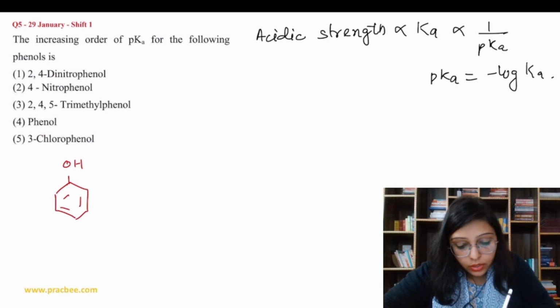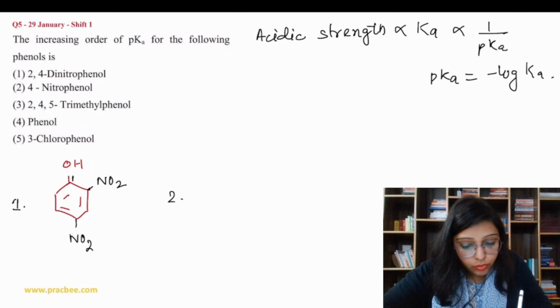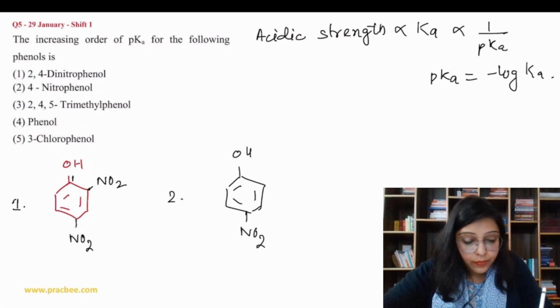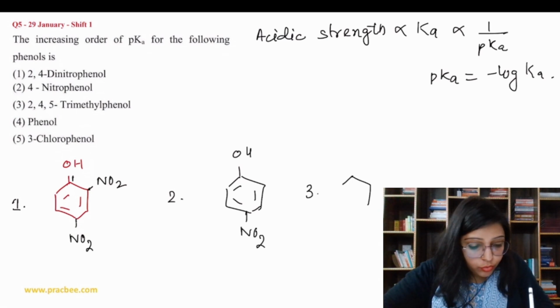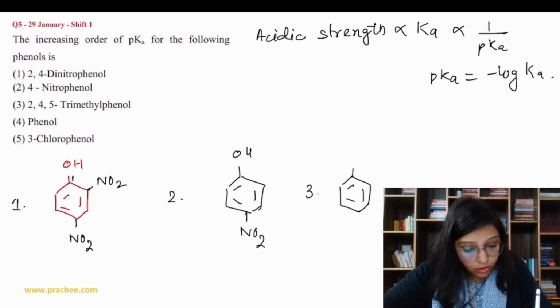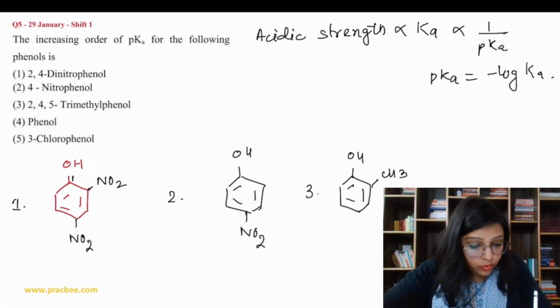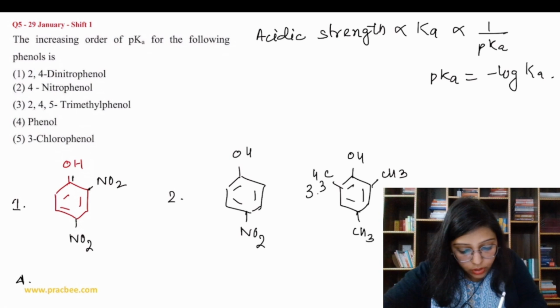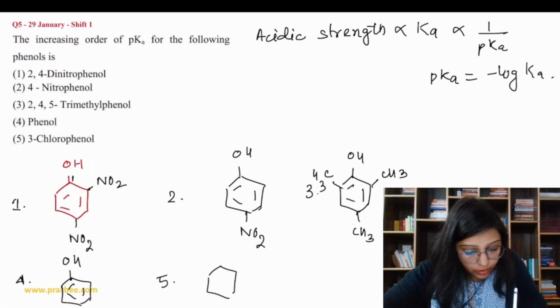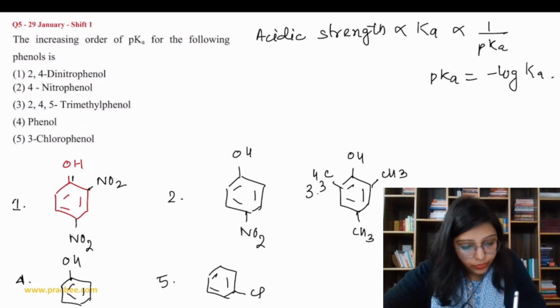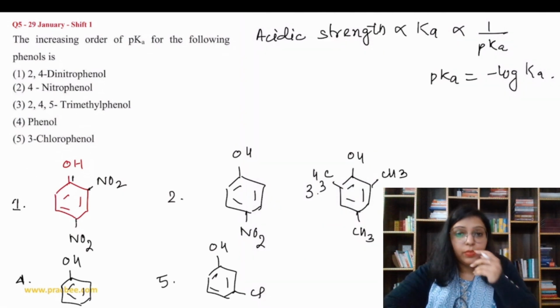So first is 2,4-dinitrophenol. 2,4 means these are the positions. This is the first one. Second, 4-nitrophenol. Third, 2,4,5-trimethylphenol. Fourth is phenol. And fifth is 3-chlorophenol. So the NO2 group is an electron withdrawing group.